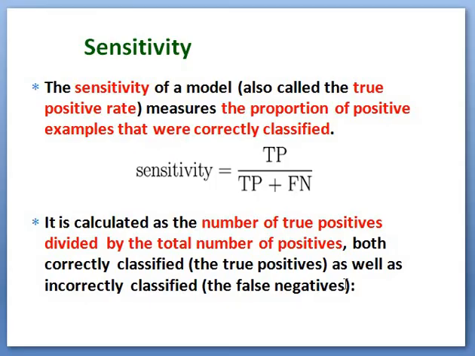Another measure is termed as sensitivity, and sensitivity can be calculated as TP divided by TP plus FN. Sensitivity of a model is called true positive rate, which measures the proportion of positive examples that were correctly classified. So it is calculated as the number of true positives divided by total number of positives, both correctly classified as well as incorrectly classified. So that is true positive plus false negative. So true positive divided by true positive plus false negative is termed as sensitivity.